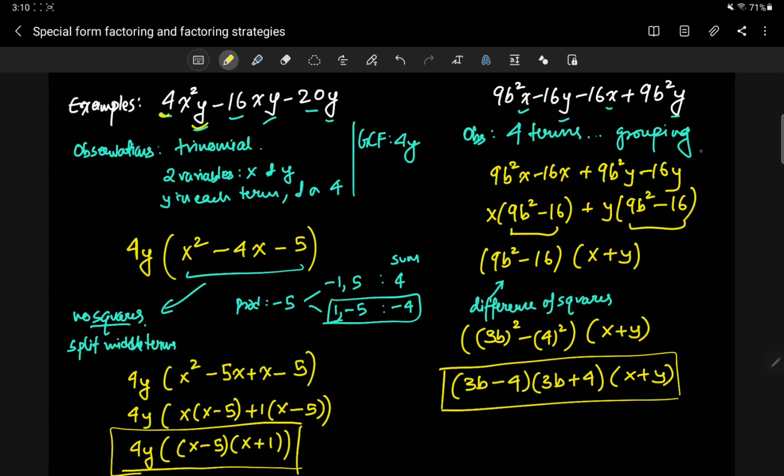So again, here, two things that we are applying are grouping and difference of squares. So like I said, there can be multiple combinations of techniques you use to get to the factored form in the end.